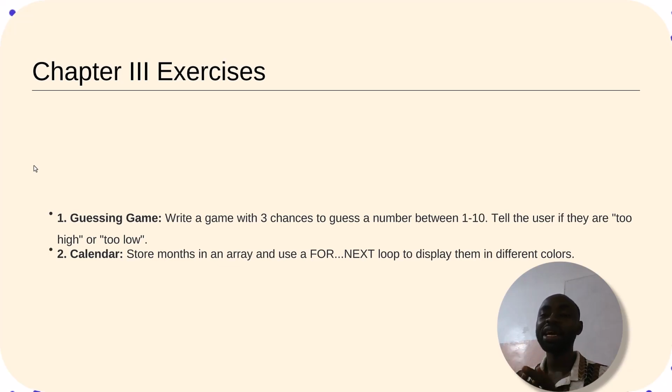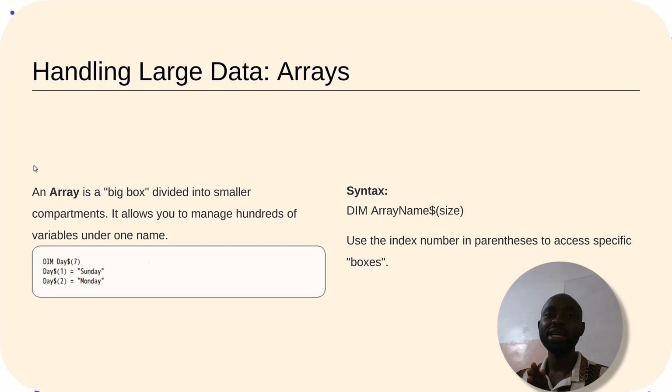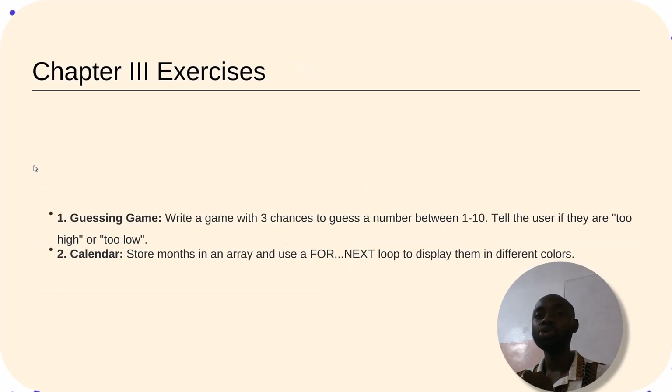We also have the calendar. The calendar exercise is on arrays, just as we did for the day. The day has 7 days in a week, and so it has indexes. You use the DIM keyword and bring your array name. I want you to look at the calendar to store months in an array. Ask yourself, what will be the array name? We can call it months. You can bring the $ sign at the end. I also want you to use a for next loop to display them in different colors.